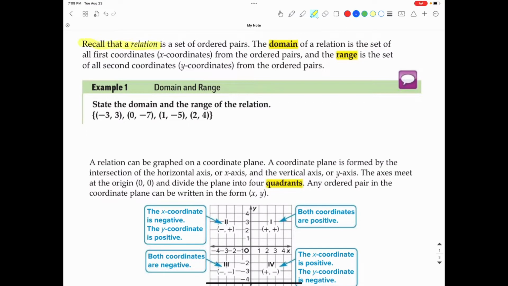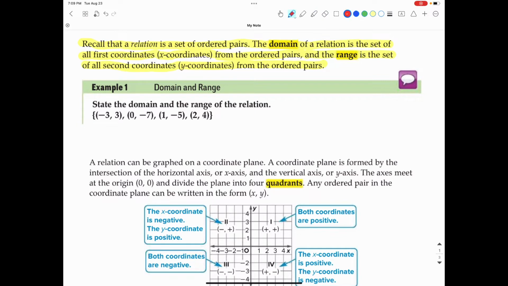Recall that a relation is a set of ordered pairs. The domain of the relation is the set of all the first coordinates, otherwise known as the x-coordinates, from the ordered pairs, and the range is the set of all second coordinates, otherwise known as the y-coordinates, from the ordered pairs. So the first example simply asks us to state the domain and range of the relation.